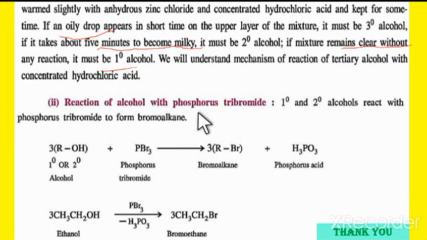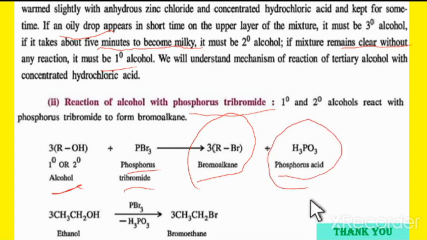Next, the reaction of alcohols with phosphorus tribromide. When primary and secondary alcohols react with phosphorus tribromide, they form bromoalkanes, in addition to phosphorus acid. When ethanol is treated with PBr3, it forms bromoethane and gives phosphorus acid. This is about the chemical reactions of alcohols. Thank you.